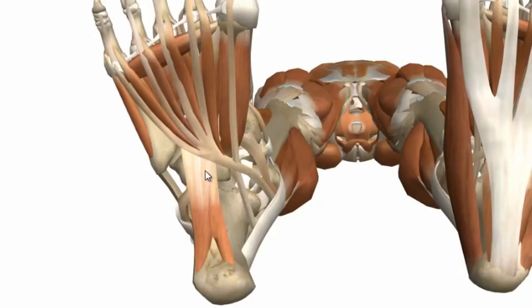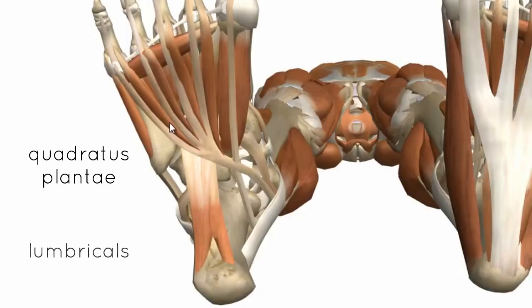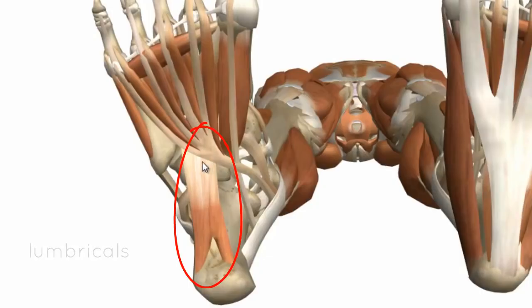It's quite an easy layer. So in layer 2 we've got 2 muscles, in layer 3 we've got 3 muscles. So in this second layer we've got the quadratus plantae and we've got the lumbricals. So the quadratus plantae muscle is this muscle here which lies posteriorly. So it's got these 2 heads, as you can see. It's got a medial and a lateral head.